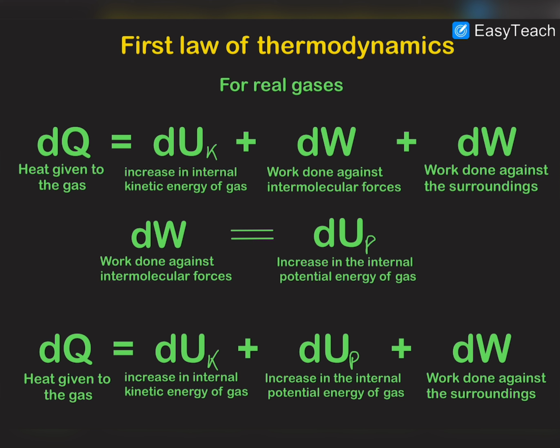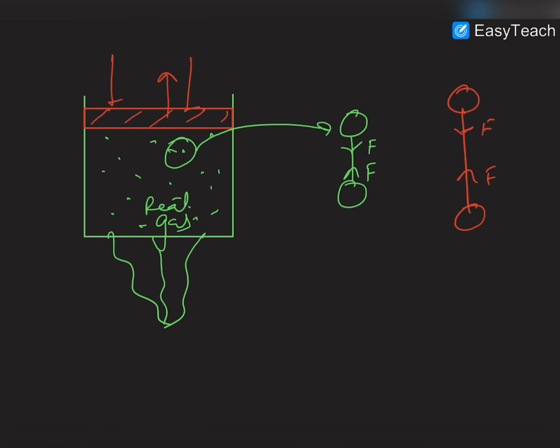And this work done against intermolecular forces is nothing but the internal potential energy of the gas. So we can say that the heat given to the gas is utilized in internal kinetic energy as well as internal potential energy as well as the work done against surrounding. Now this internal kinetic energy is directly related with the temperature of the gas.